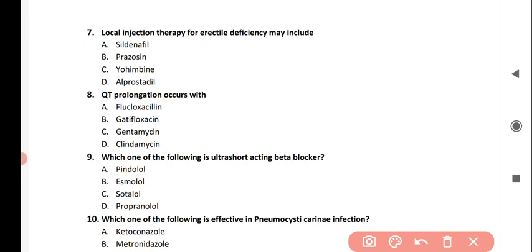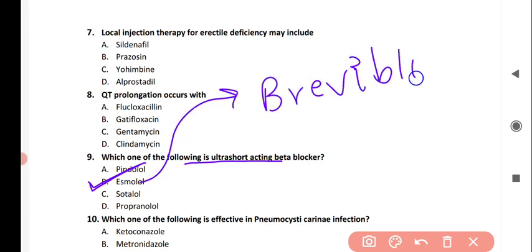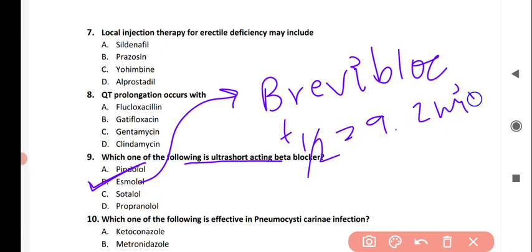The next question is: which one of the following is an ultra short acting beta blocker? In this, the drug esmolol, which is also known as Brevibloc, is given intravenously, and it is an ultra short acting beta blocker. It is mainly considered a cardioselective beta blocker, and it has a half-life of just 9.2 minutes.